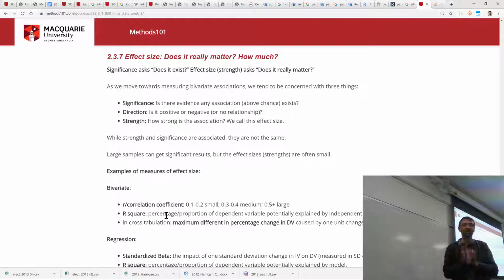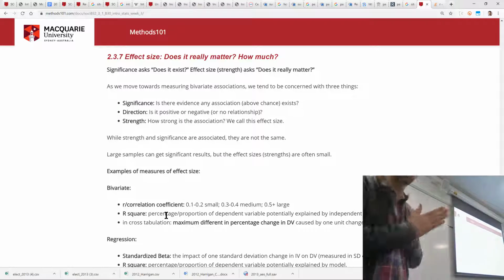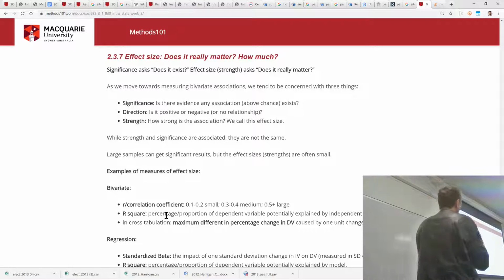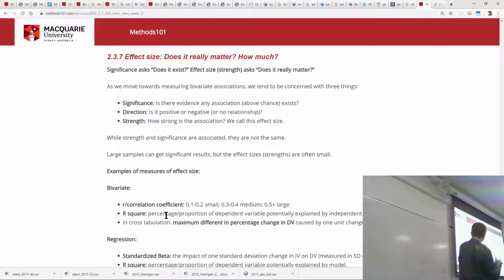The last one you want to know is how significant is the relationship. I have a quote at the top here. Significance asks, does it exist? Effect says, does it really matter? Or strength says, does it really matter?